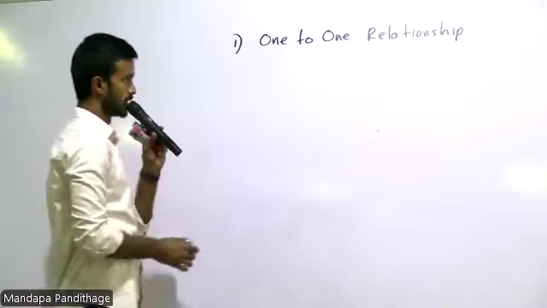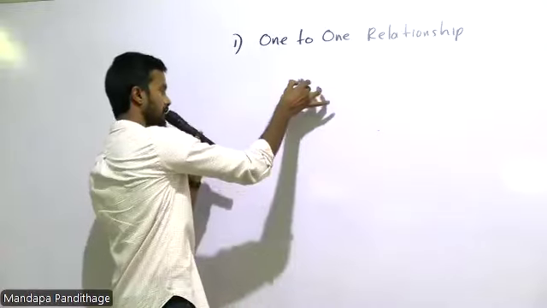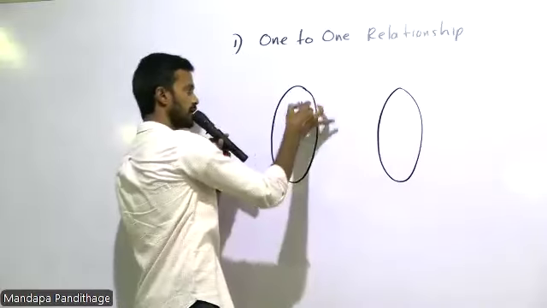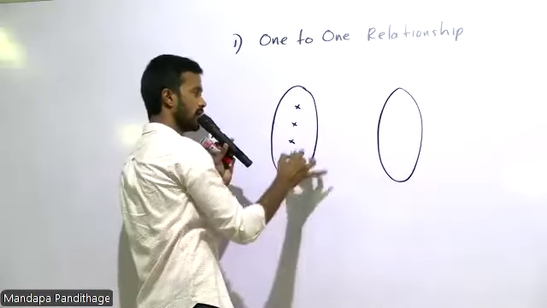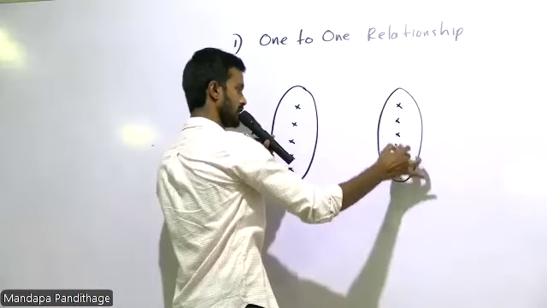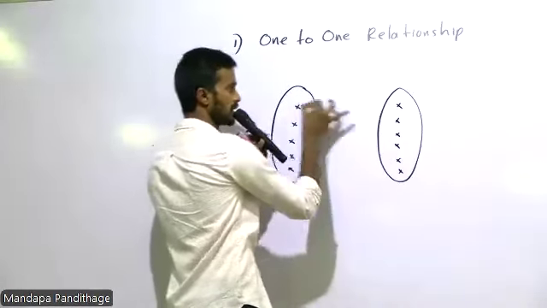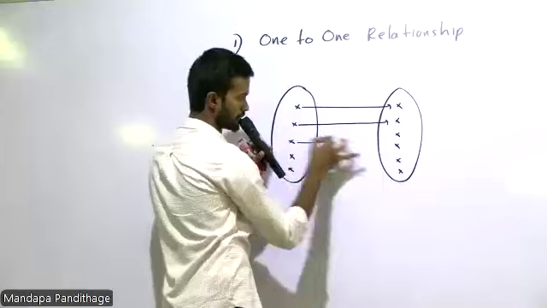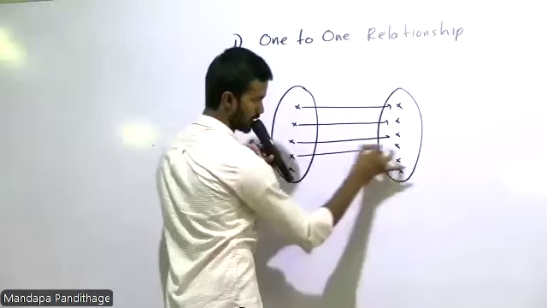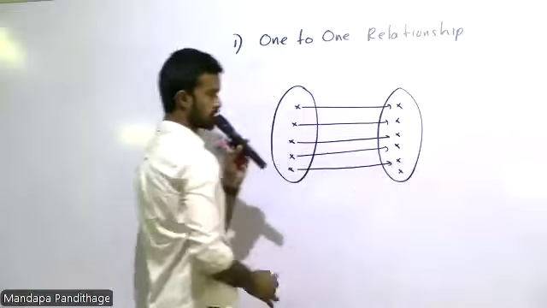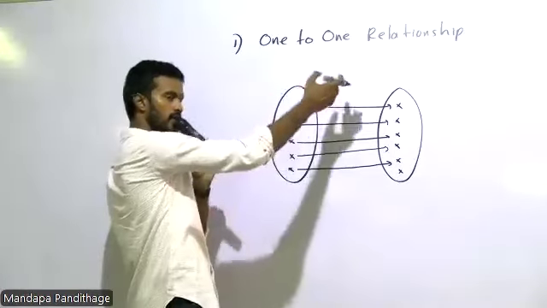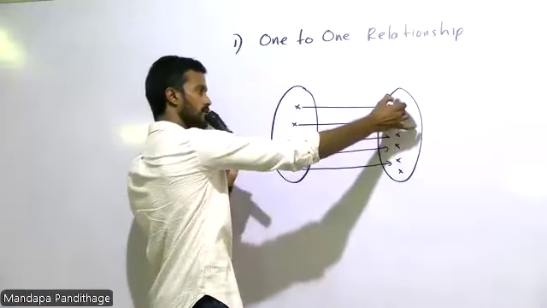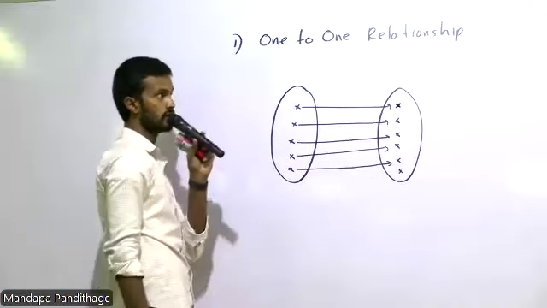So what is a one-to-one relationship? A one-to-one relationship is when one element of this set is only related to one element of the other set. One element goes to this one, this one goes to here, this connects to this one, and this one goes here. So simply, one to one gives you the idea. When one element is only assigned or related to one unique element of the other set, we call it a one-to-one relationship.